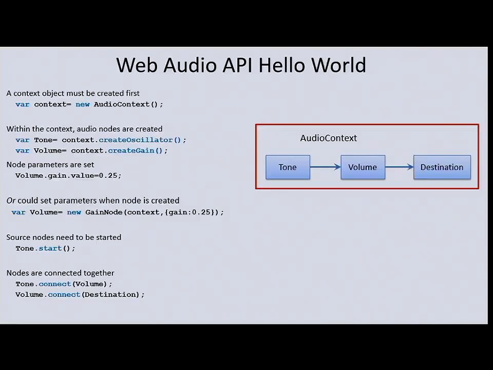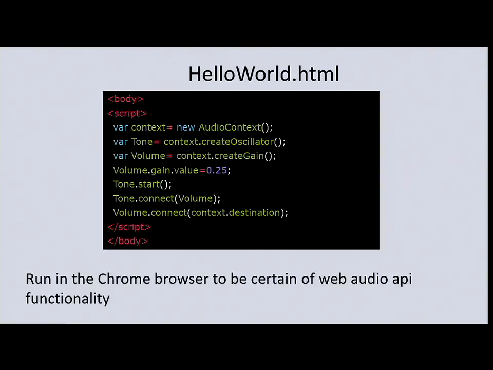The source nodes that were mentioned, the oscillators and the constants, need to be started. By default, you create it, but it's not actually producing any output until you specify it to start, and so you can start it and stop it. So we would get no output from this until we specify that the tone should start. And then you connect the two nodes together. So it's not a lot of code. Here's how the whole thing looks.